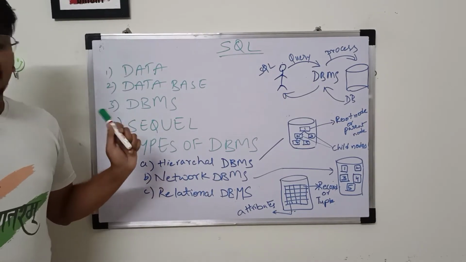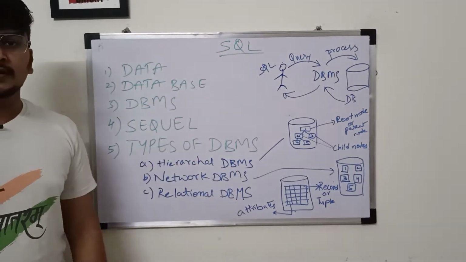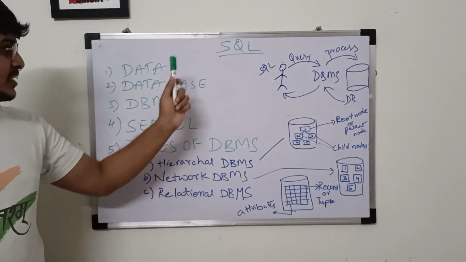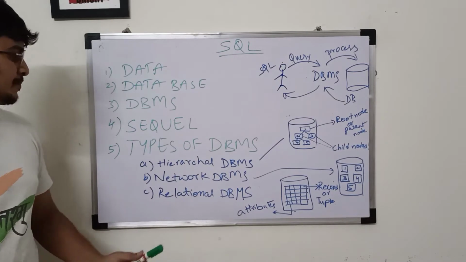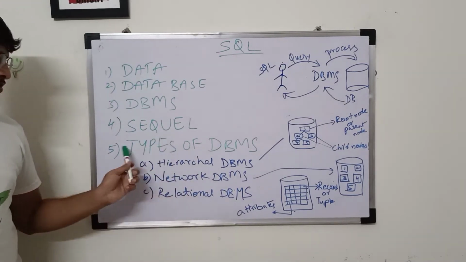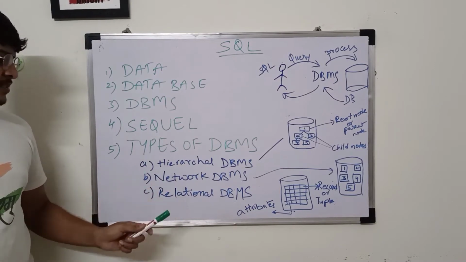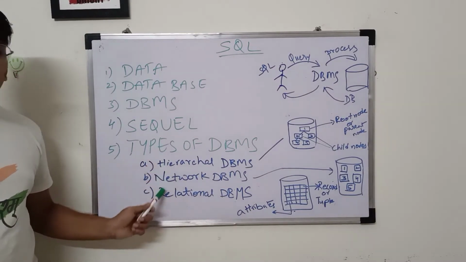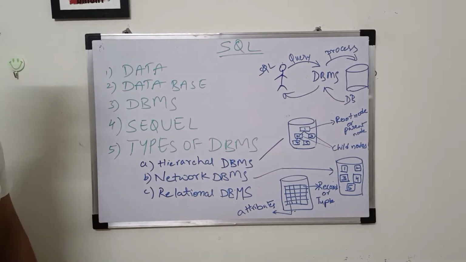SQL is the older version of what is now called SQL. It was renamed; the original full form was Structured English Query Language. Coming to the types of database management, there are three types: hierarchical database, network database, and relational database. These three are important. There are some other databases, but they are not so important.